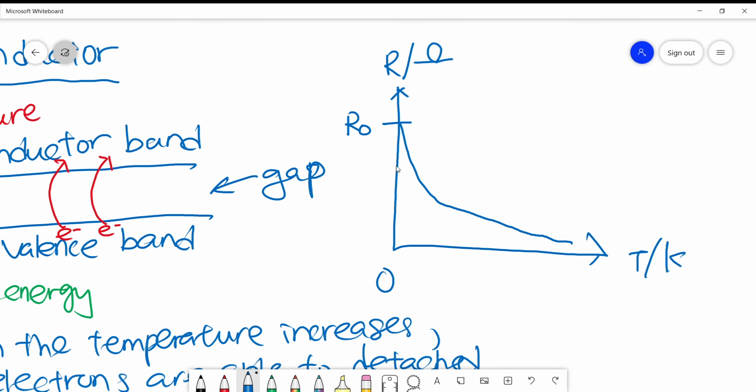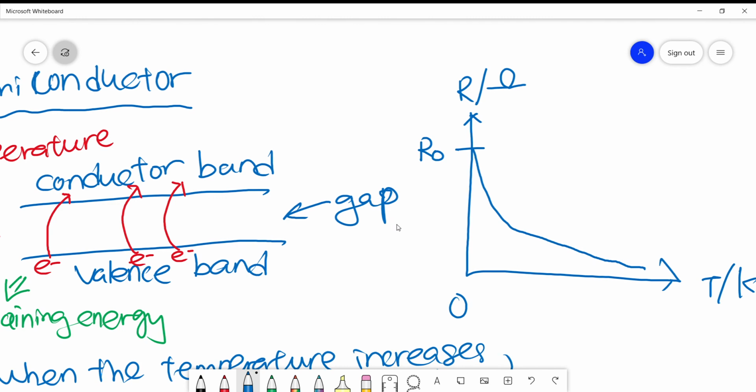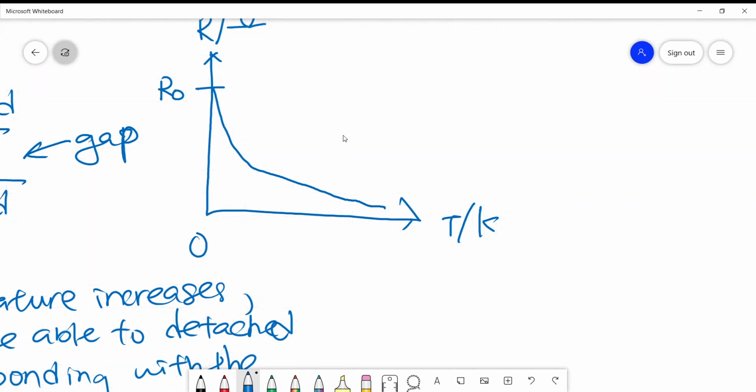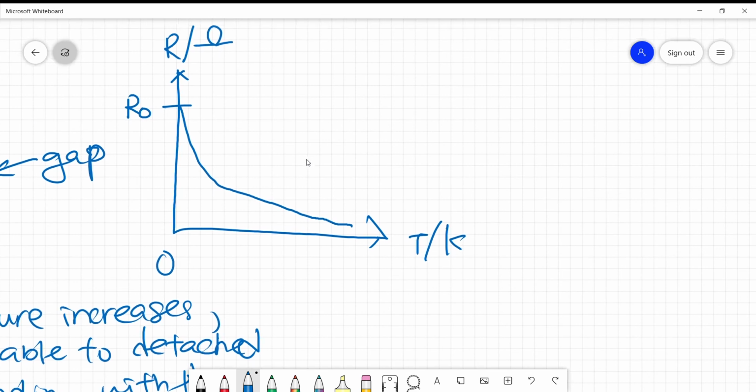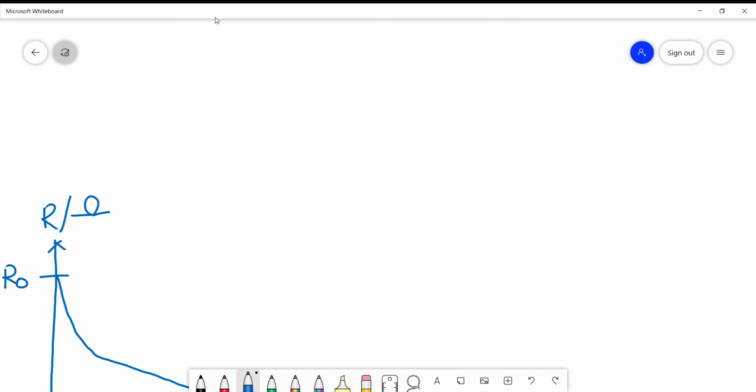I repeat again. This is because the free electron density in the conduction band keeps increasing, and hence the conductivity of the semiconductor will increase with temperature. Okay, so this is the concept. Let's move on to the final conductor, which is the superconductor.